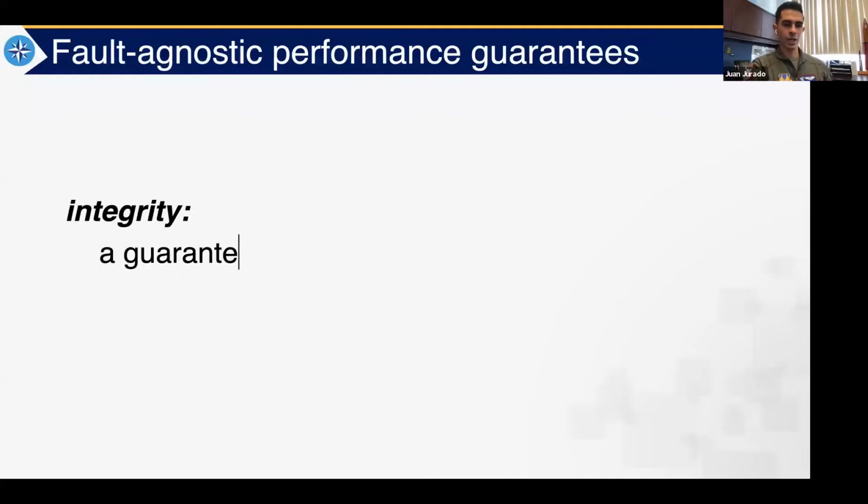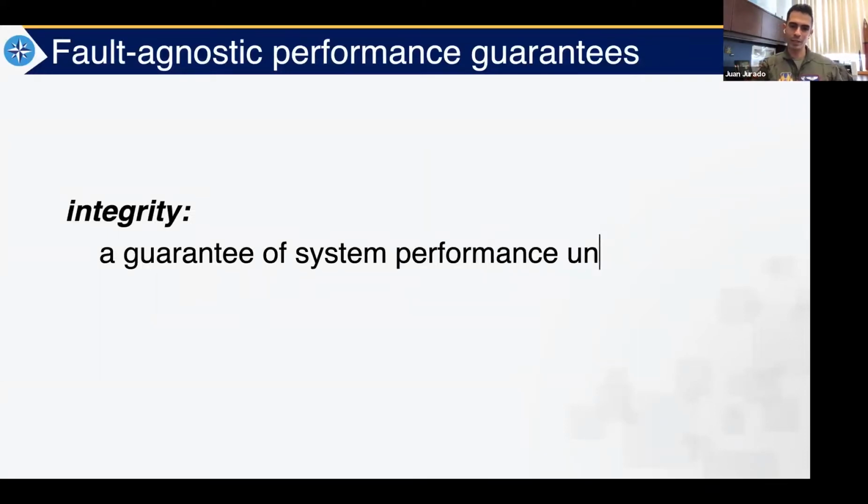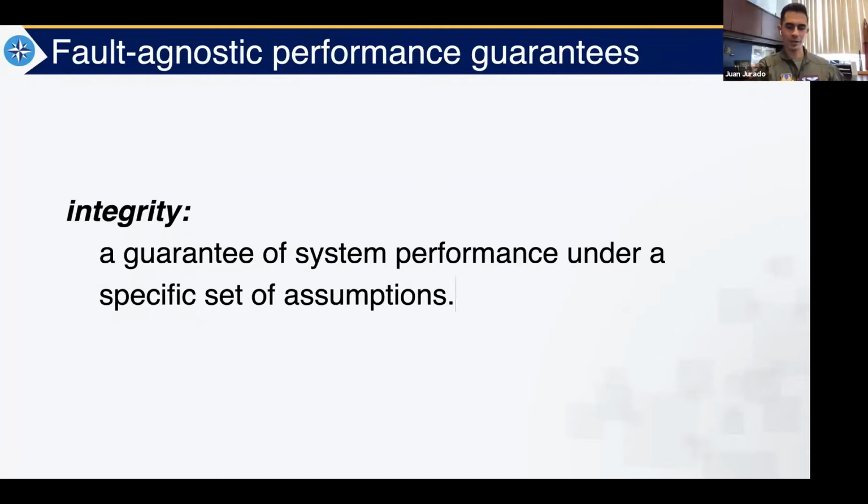As John Raquette, my advisor, often told me, there are a couple of different integrities out there. There's the very rigorous capital I integrity, which is very rigorously mathematically defined. And there's this other integrity that is the best we can do if we want to be fault agnostic, which I would call lowercase i, and it's simply a guarantee of system performance under a specific set of assumptions. As long as the user understands the assumptions, they're able to act on the information provided by this type of integrity. So we'll talk about how we develop that for this algorithm.